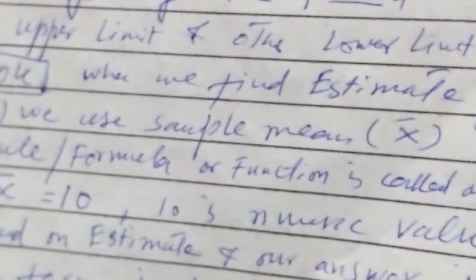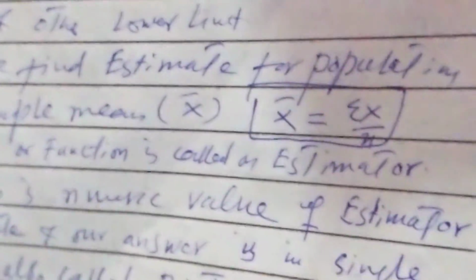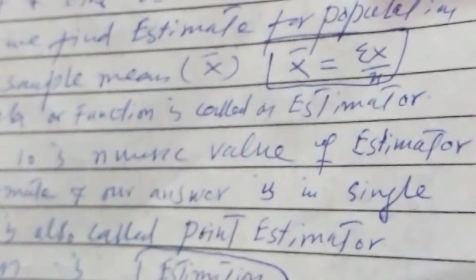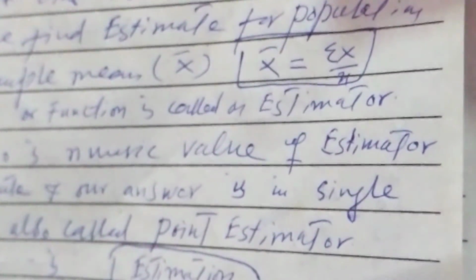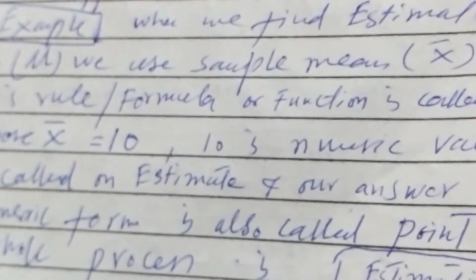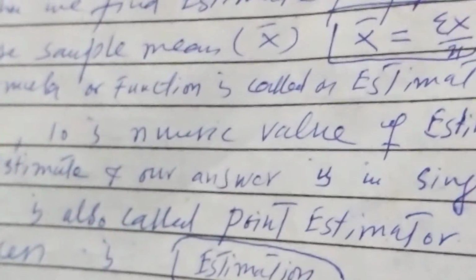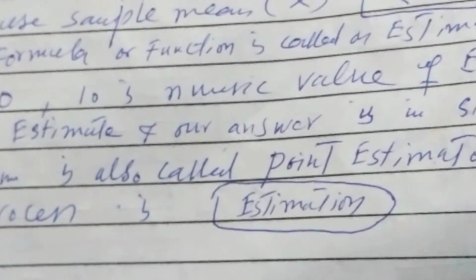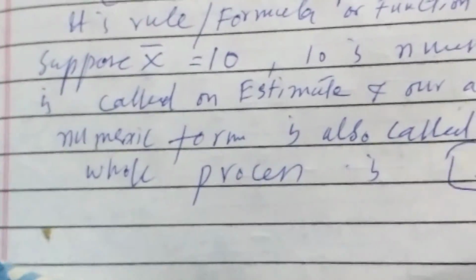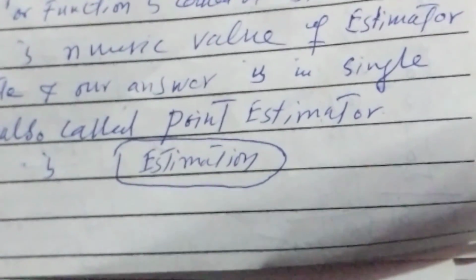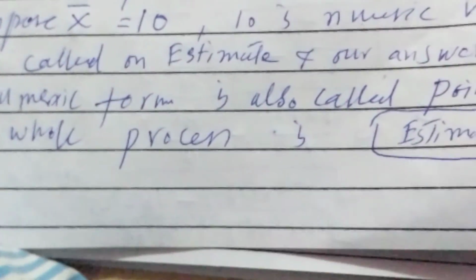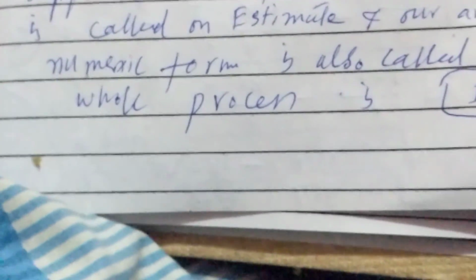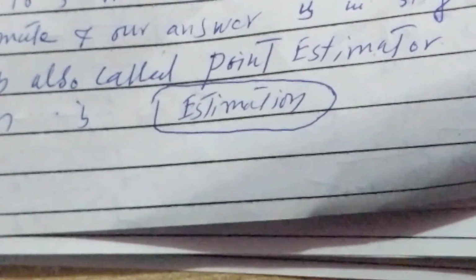For example, when we find an estimate for population mean mu, we use sample mean x bar equal to summation x over n. This value, formula or function is called an estimator. Suppose x bar is 10. 10 is the numeric value of the estimator and is called an estimate, and our answer is a single numeric value, also called a point estimate. The whole process is estimation.